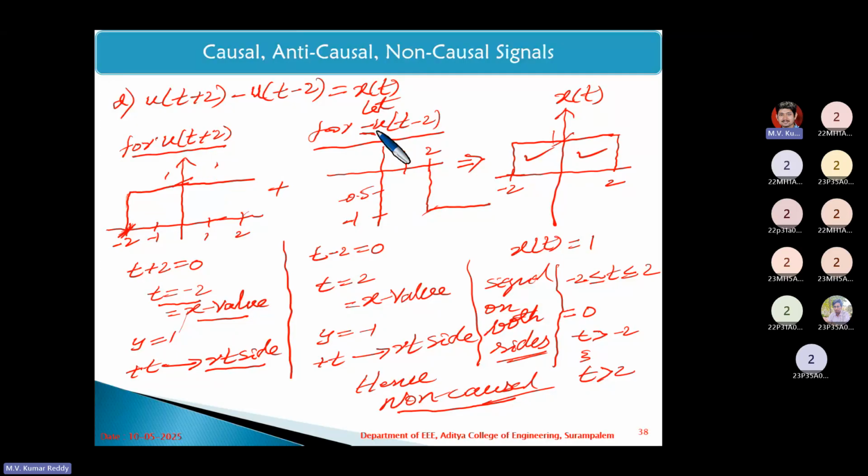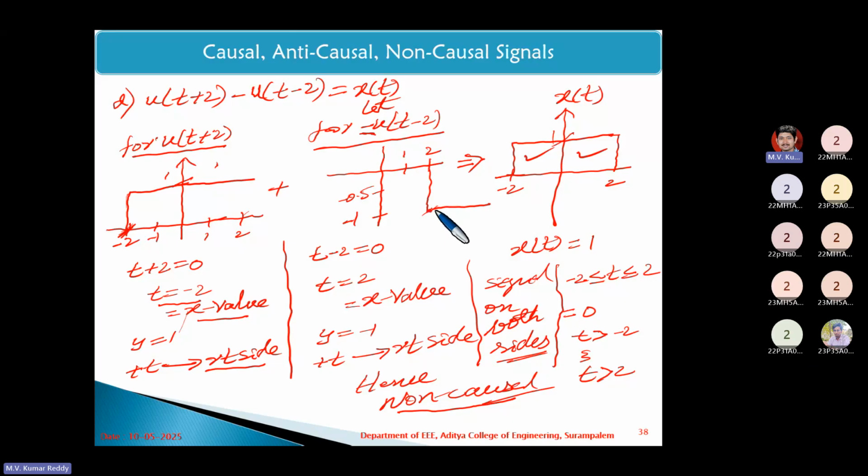Next minus u of t minus 2. t minus 2 is equal to 0, t is equal to 2. So at 2 the value started. Minus means minus 1, so here downwards minus 1. Now it is plus t, and plus t means right side, so this is up to infinity. At 2, this height is 1, and this height is also 1. This is positive 1, this is negative 1. So this positive signal and negative signal get cancelled. This signal will be cancelled from 2.